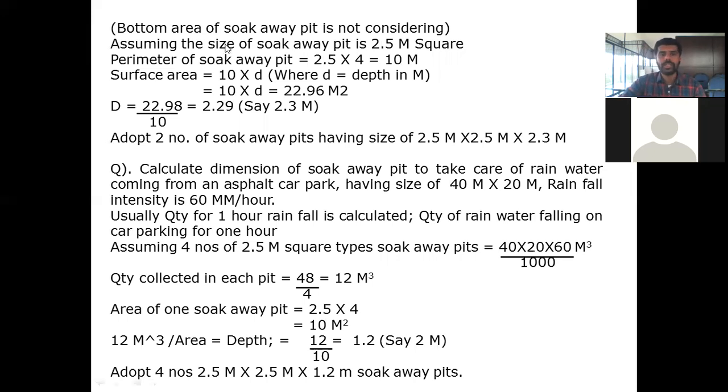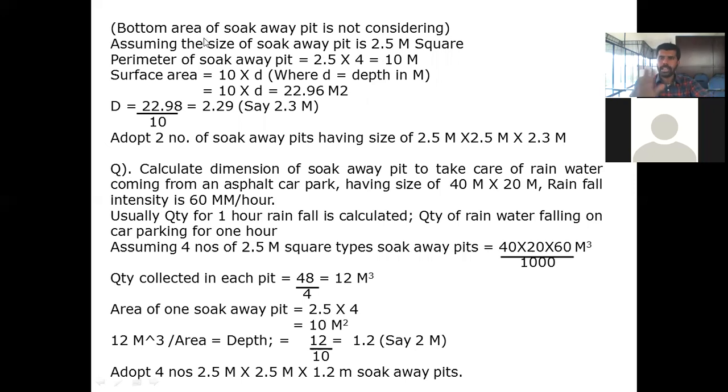So the perimeter of the soak away pit will be the sum of all the four sides. You can change this square dimension to 2.5 or 2 or 3 depending on your wish, but normally 2.5 is taken. So we are assuming we can construct a 2.5 meter square pit. We need to know how much depth we have to dig. Instead of 2.5, if you take 2 meters, no problem, but the depth will increase. That's the problem. If instead of 2.5 you take 3 meters, the depth will be less.